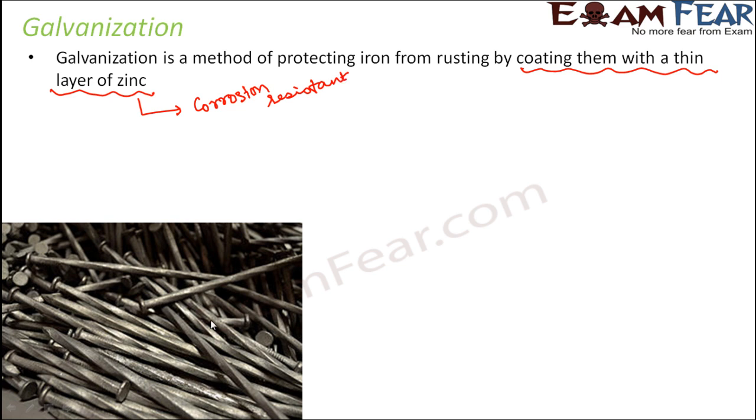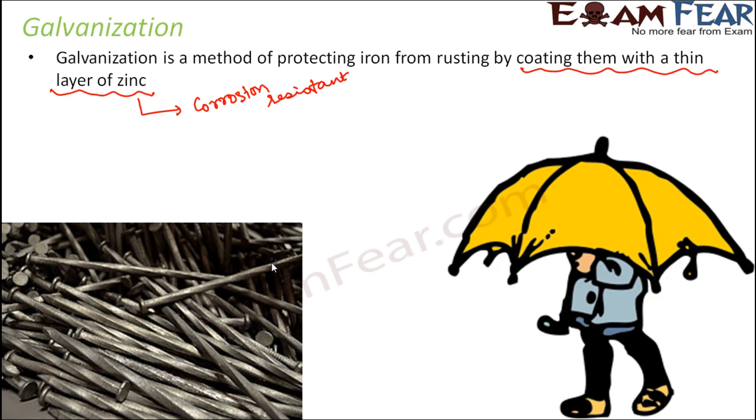In this picture, you can see a lot of galvanized nails. You see they have a coating of zinc, they are well protected, and iron strength is also retained. So galvanization is a very useful technique by which iron can be protected from rusting. Zinc is nothing but a protective layer, like an umbrella protects us from rainfall. Similarly, this umbrella is like zinc, and we are like the iron. So we are being protected by the umbrella.